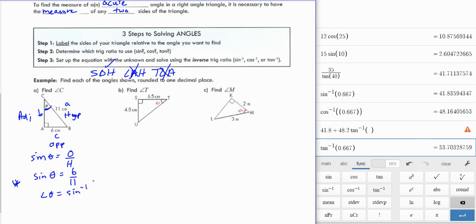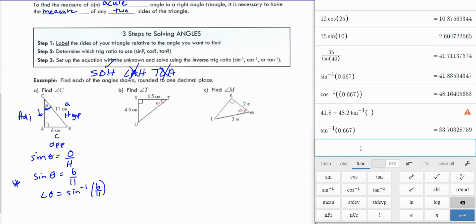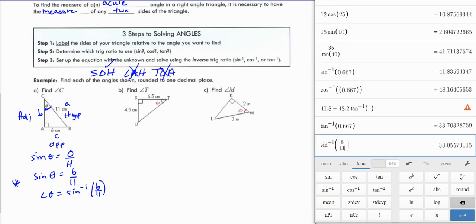Now, it's actually good if you keep it as a fraction, because with a decimal you'll probably be forced to round it at some point. And we don't want to round too early. If we round too early, we won't be as accurate. So you can do sine -1, or second function sine, 6 divided by 11, all in a bracket, and it will take that, no problem.